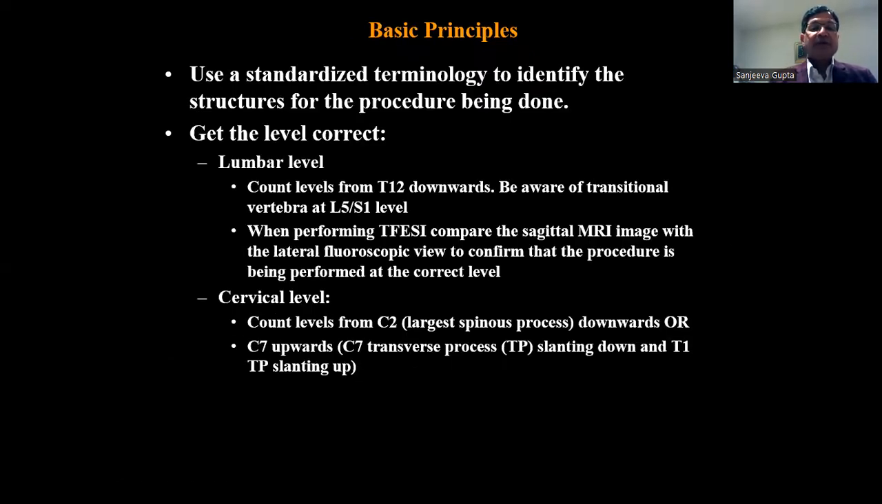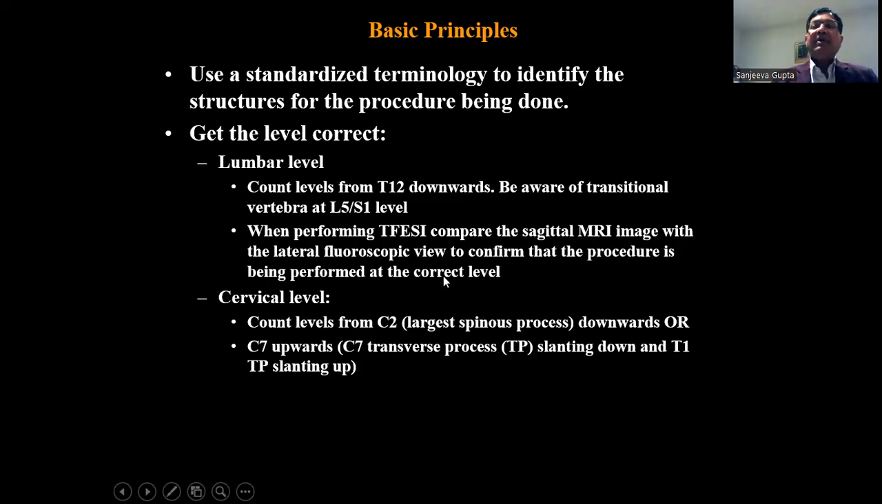Some more basic principles: use standardized technology to identify the structures for procedures being done. Get the levels correct. It's very important. Count the level from T12 downwards. Be aware of transitional vertebra at L5-S1 level. When performing transforaminal epidural steroid injections, which is one of the commonest procedures we do and which has the most evidence in my opinion, compare the sagittal view of the MRI scan with the lateral fluoroscopic view to confirm that the procedure is being performed at the correct level.